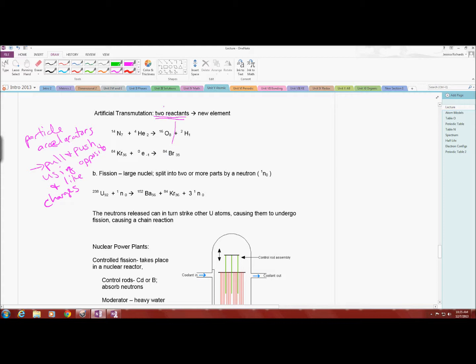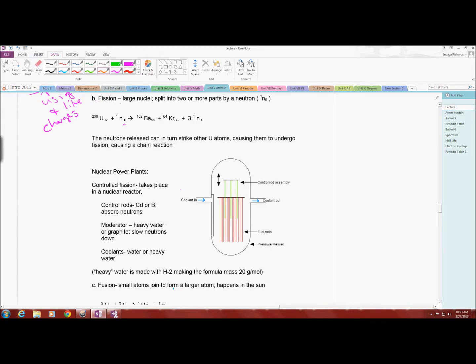Natural transmutation, one reactant. Artificial transmutation, two reactants. Fission is exactly like what it sounds like. So we talked about fissures in earth science, which are cracks or splits in the crust. This is going to be a large nuclei that gets split or cracked into two or more pieces. Specifically, fission that we're going to talk about is uranium being split in half by a neutron.